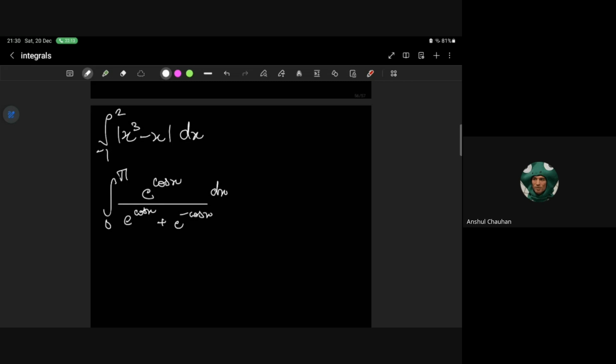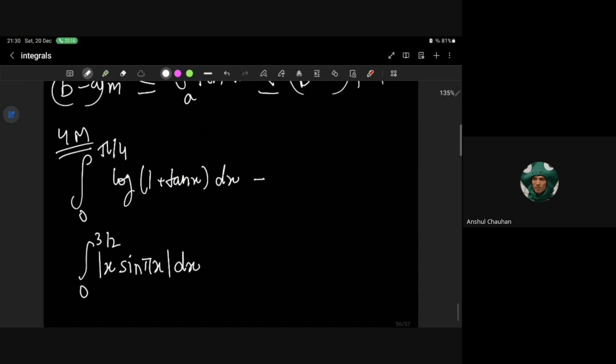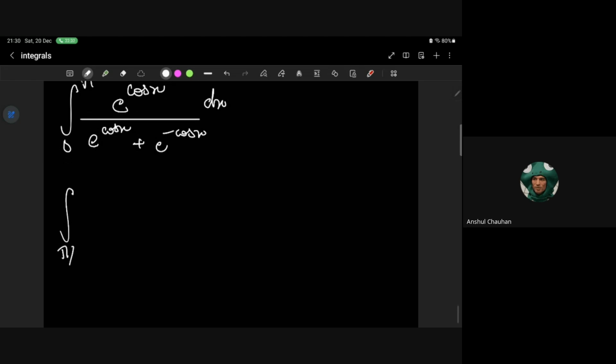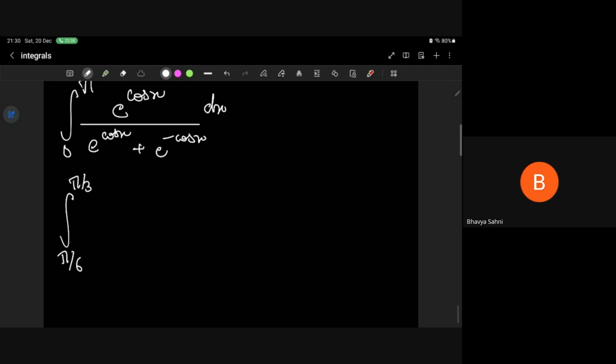Is the answer pi by 8 ln 2? Correct. How do you do it? I just took the ln of 1 plus tan x. Instead of x, I put pi by 4 minus x. Okay, so you used the king's property.